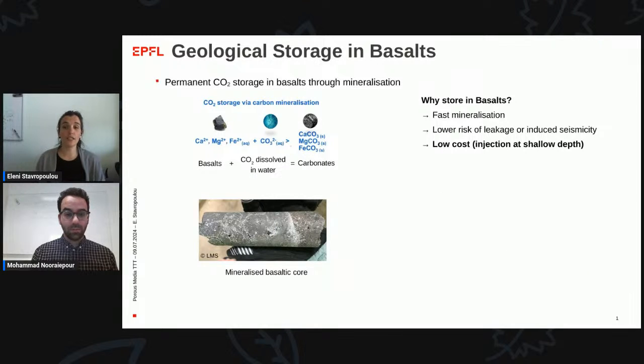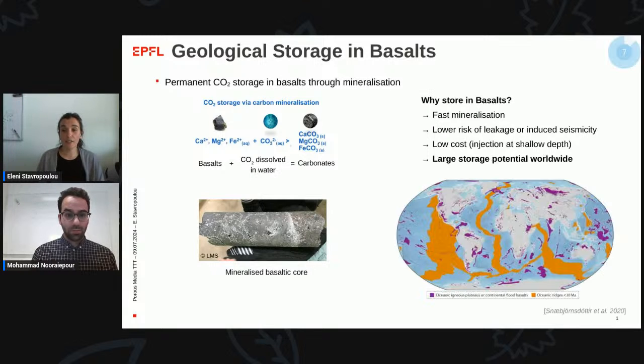The total cost of this way of storing CO2 is much lower as well, because the injection usually happens at shallow depths, around 300 to 400 meters. And finally, there is a large storage potential worldwide, both offshore and onshore.